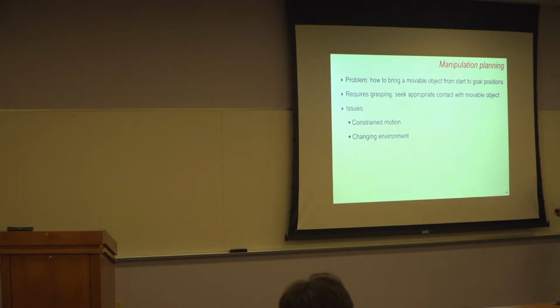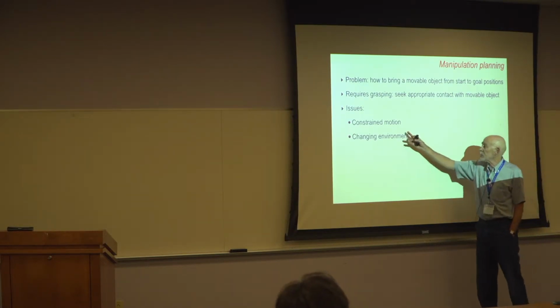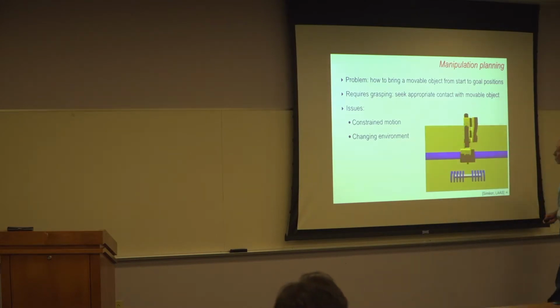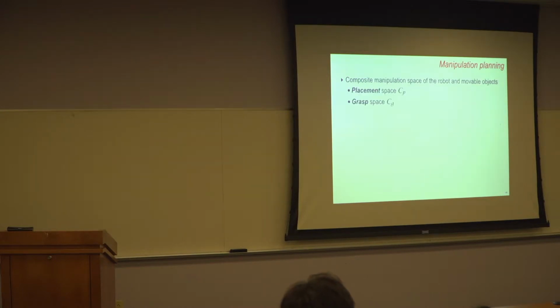We have to be close to the obstacles, and we are changing the environment all the time. Here is an example I'll try to illustrate, where the robot has to take this rod that was in highly constrained configurations. So basically, this manipulation space is decomposed into a placement space and a grasp space.